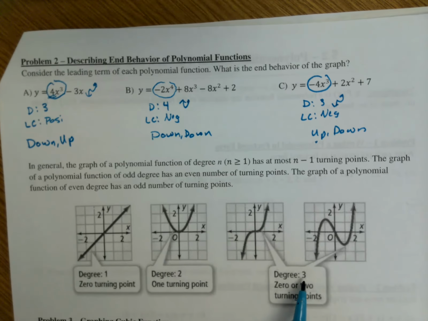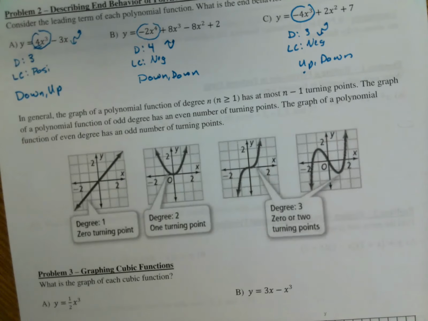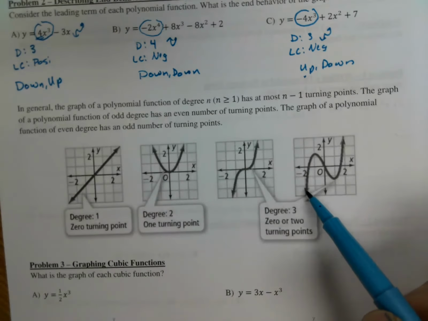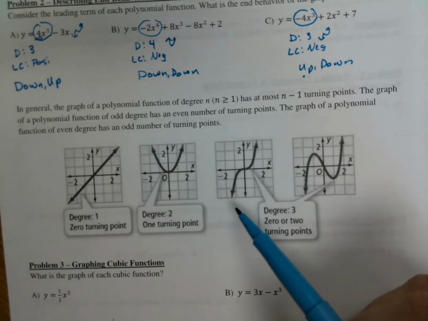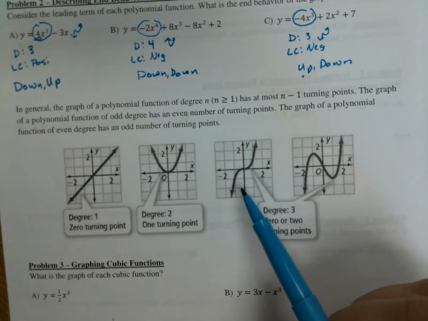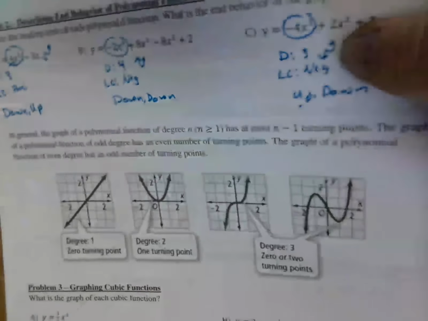When you have a degree of 3, just because you have a degree of 3 doesn't mean you have 2 turning points. That means you could have up to 2 turning points. So like here, I'm going in this direction, here I turn, and here I turn again. There's also a possibility when you're doing a cubic function that you might not have any turning points. So we're going to get into graphing a cubic function.